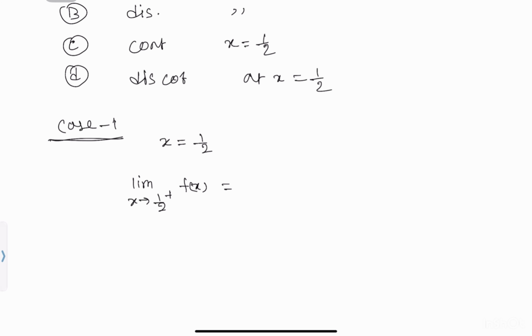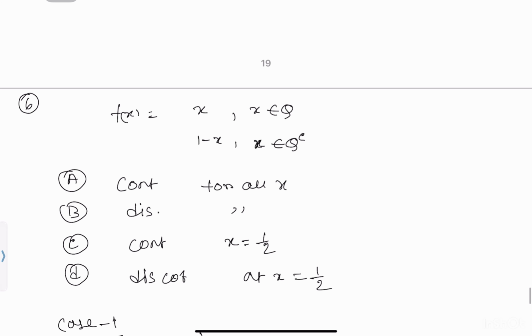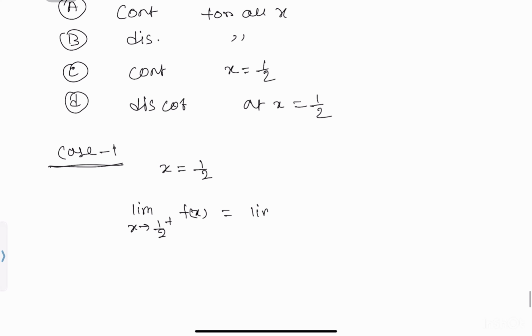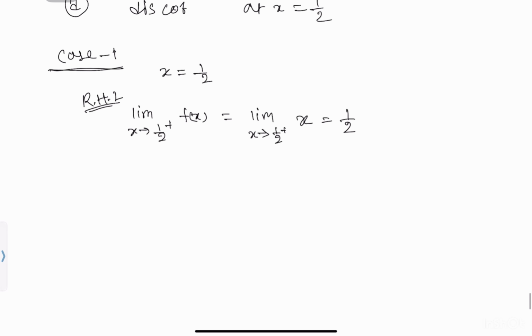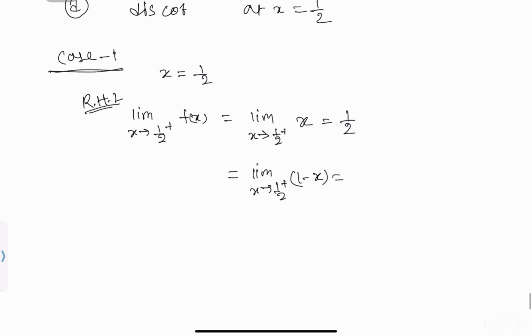Okay, assume f of x takes the value for a rational number first. So what will be there? This is the right hand limit, x tending to 1 by 2 positive, and the f of x value is x. This gives you 1 by 2. If f of x is for an irrational point, I have to take 1 minus x. Just put that value 1 by 2, that means 1 minus 1 by 2, this gives you 1 by 2.